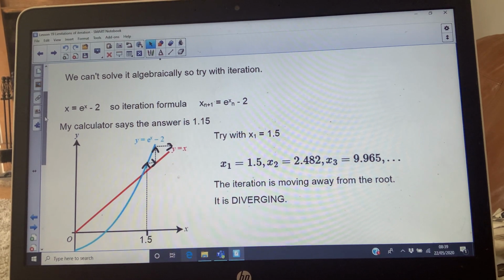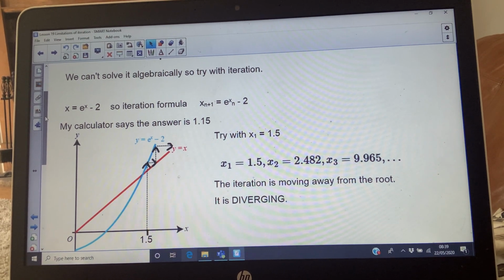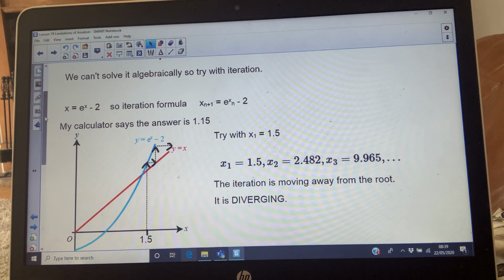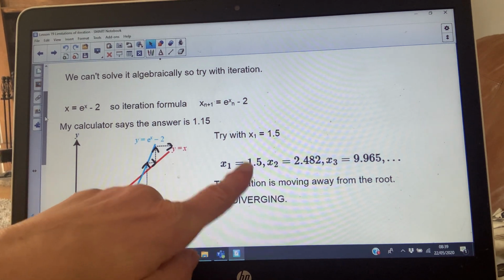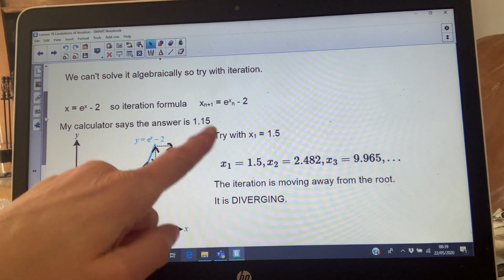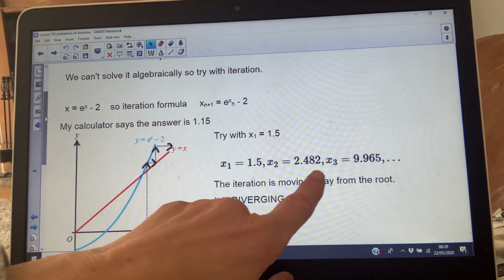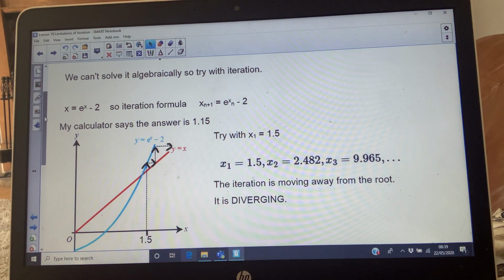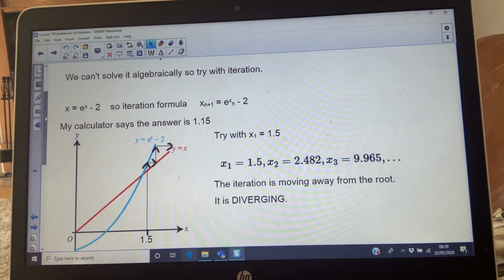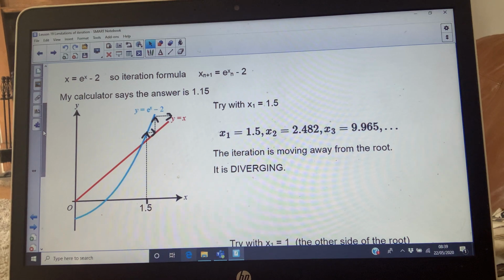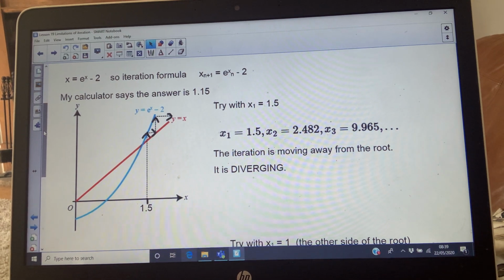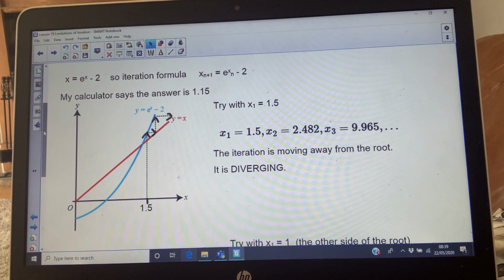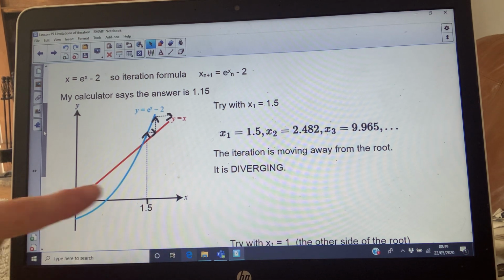Now, especially if you're doing it in recur and you have quite a few values, you will see that you are not heading towards 1.15, you are moving away from 1.15. So you can see the iteration is diverging. If you look at it graphically, you can see I have got a staircase diagram, but it's not a staircase diagram going in the right direction.